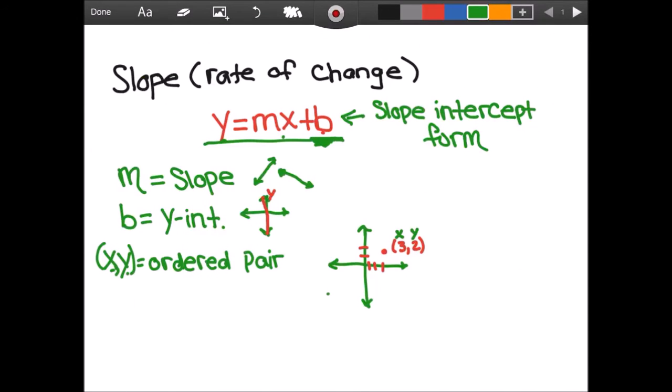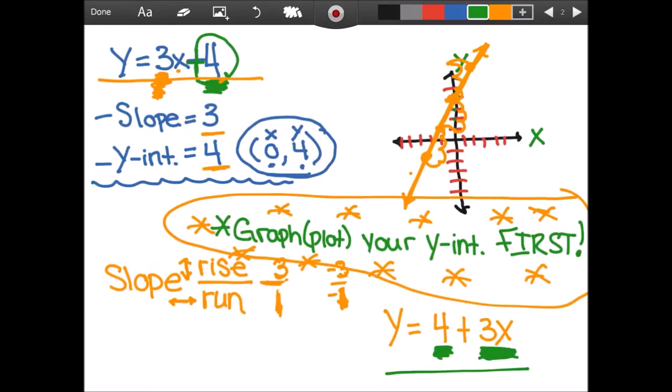It's identifying your slope. Remember, slope is always going to be connected to your x, and it's going to tell your steepness, how steep something is. Okay? And then your y-intercept, the first thing we're always going to graph is just that point on the y-axis, wherever that is. Then we're always going to have an ordered pair. Your ordered pair are going to be your x and your y in your equation.